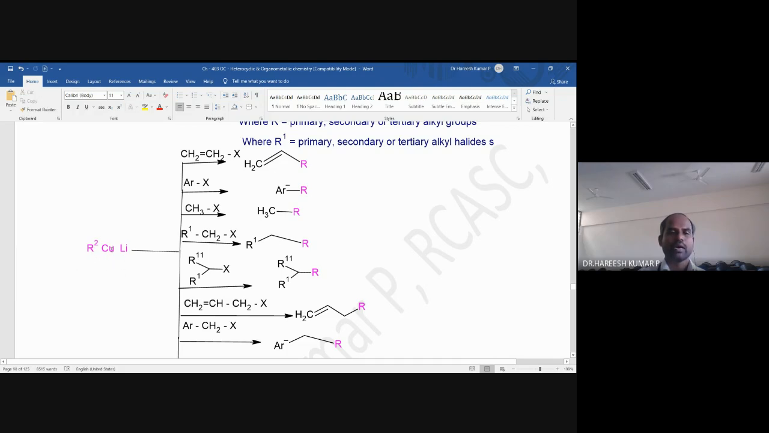That means a nucleophile, the R group attached to the copper, adds to an aromatic carbon atom and X goes out. So the obtained compound is an alkyl aryl compound. Similarly, this lithium dialkyl copper can react with a simple alkyl halide, for example methyl chloride, methyl bromide, methyl iodide, methyl fluoride. So the product is an alkane.